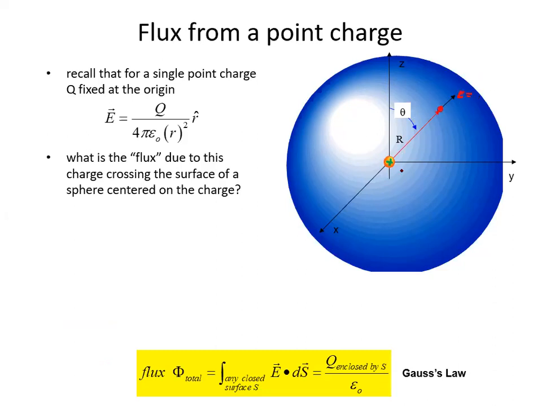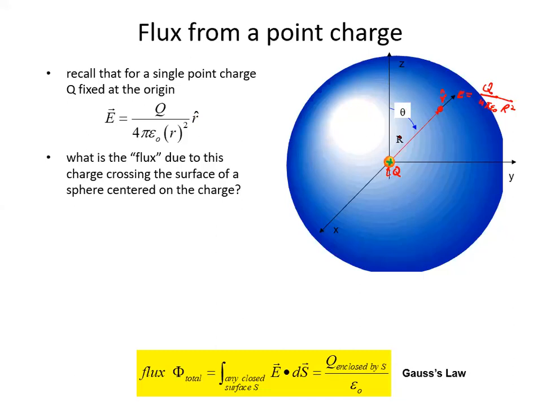E will be equal to, suppose this is charge Q, so it will be Q divided by the constant 4 pi epsilon naught r square. So this is the intensity right here at this point, and this is the direction r cap. Unit vector r, we denote this by r cap.